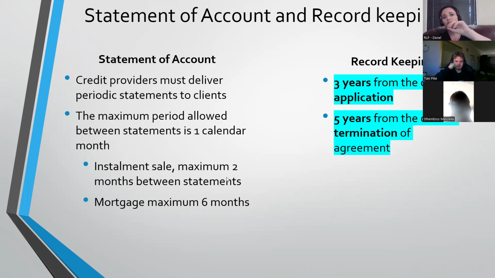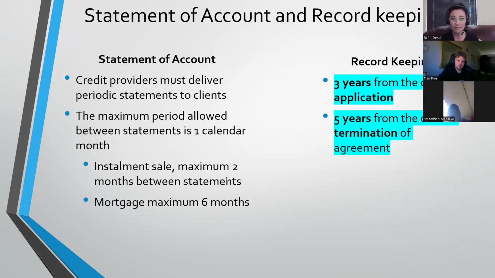But the part I want you guys to focus on in this slide is the record keeping part. So according to the National Credit Act, credit providers are obligated to keep record 3 years from the date of application and 5 years from the date of termination. So the first one, client comes in, client completes an application for credit, and nothing else happens with that transaction. It's maybe sent for checking and everything, but there's no agreement signed. Then they have to keep record of that application for 3 years.